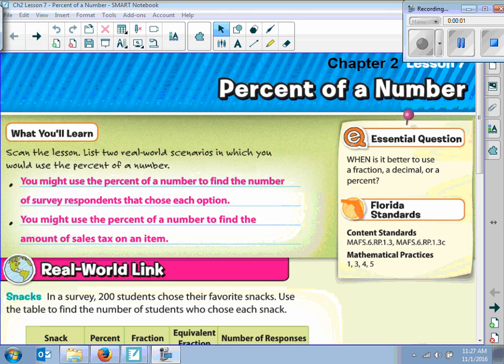Chapter 2, Lesson 7 is percent of a number. Okay? So we want to scan the lesson and list two real-world scenarios in which we would use the percent of a number. So here are some examples. You might use the percent of a number to find the number of survey respondents that chose each option. You might use the percent of a number to find the amount of sales tax on an item.